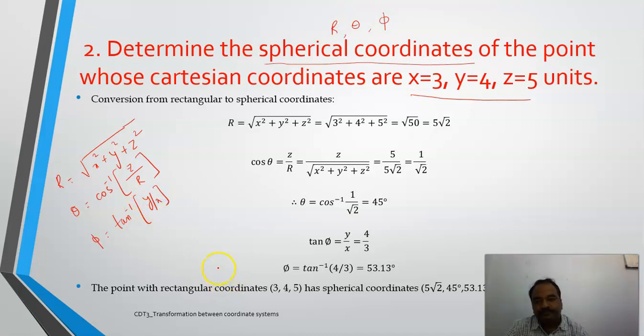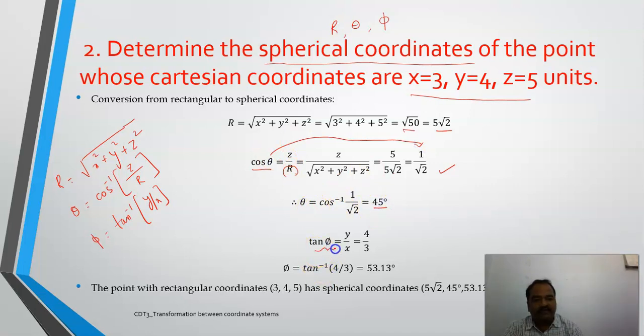So now we know the x, y and z values. First of all, we will compute R. See, R has been computed and it is root 50. I'll write it as 5 root 2. And cos theta is z by R. Z I do have 5 and R I have already obtained here, 5 root 2. So 5 by 5 root 2 is 1 by root 2. So when cos theta is equal to 1 by root 2, you know that theta is nothing but 45 degrees.